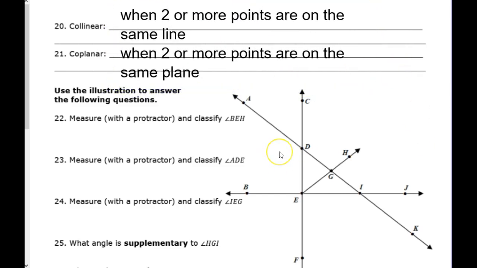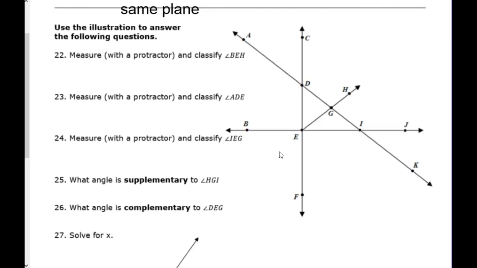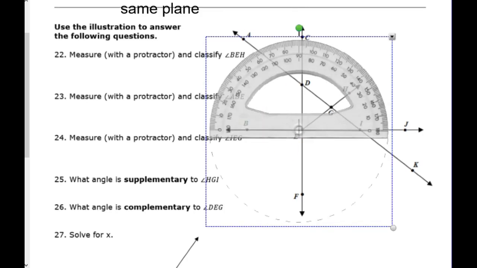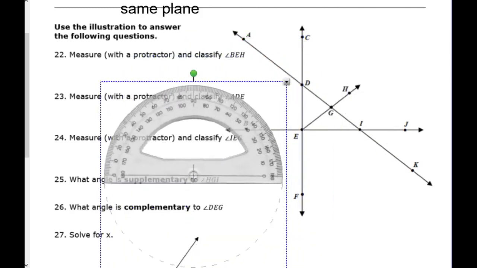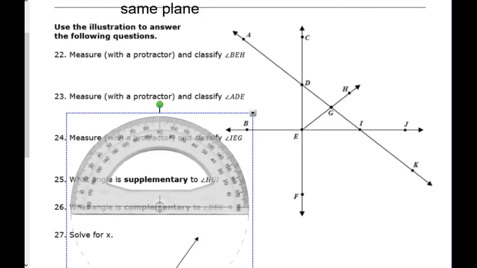Cool. All right, so now in the next one, you want to be able to measure this with a protractor. So I'll do it, one second. All right, so I have a protractor on here. We're going to measure BEH. All right, cool. So BEH is over here.